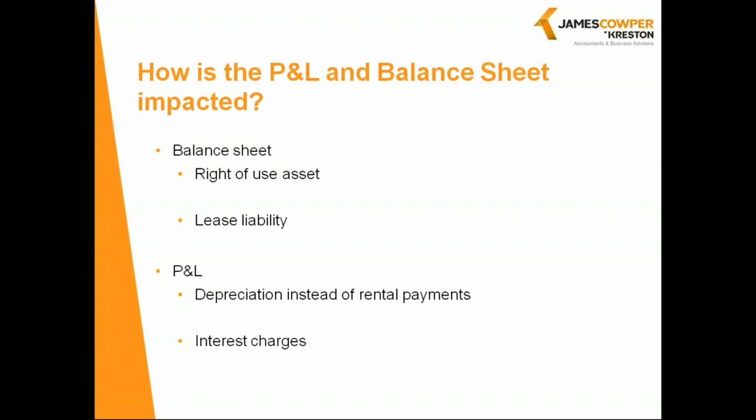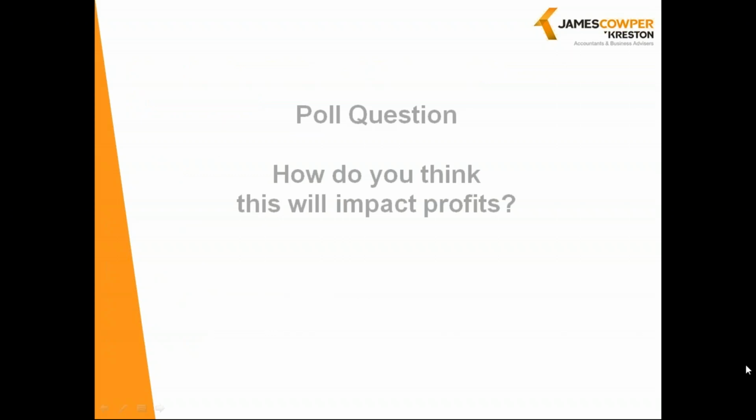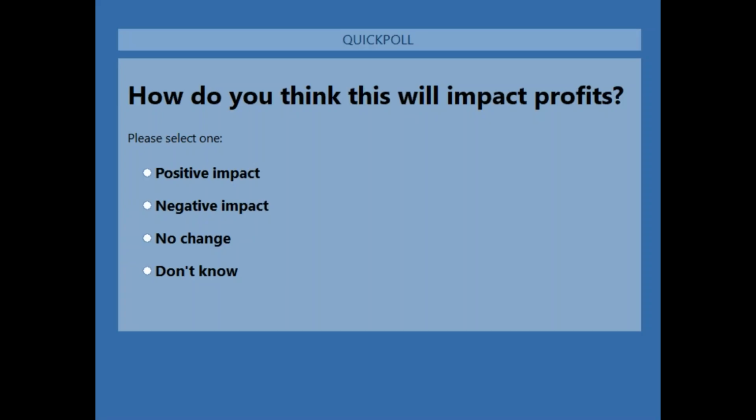So we're going to ask you to give us your views from the first poll question. From what you've learned so far, how do you think this change will impact profits? If, for example, you've got property leases that are currently going through as operating leases, they're now going to come onto the balance sheet, with depreciation and interest. What impact do you think this will have on your profits? The options are positive impact, negative impact, no change, or don't know. We'll give you a few seconds to let us know what you think, and then we'll briefly chat through what you said.